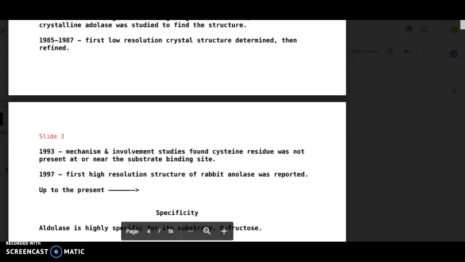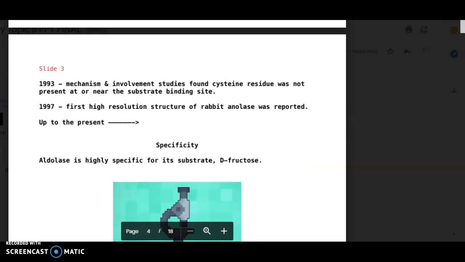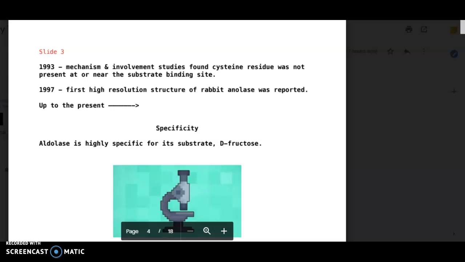Continuing with the history, after some debate over the mechanism and the involvement of particular active site residues, it was determined in 1993 that a residue was not present at or near the substrate binding site, despite initial studies indicating otherwise. The first high-resolution structure of rabbit aldolase was reported in 1997. Today, work is continuing on aldolase inhibitors. Studies are also being conducted to better understand its utility, the chemoenzymatic synthesis, its interactions with other cellular proteins, and its reaction intermediates. Specificity: aldolase is highly specific for its substrate, D-fructose.